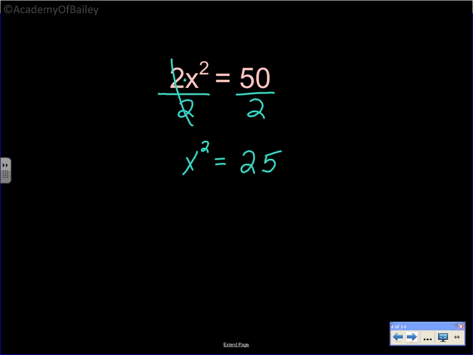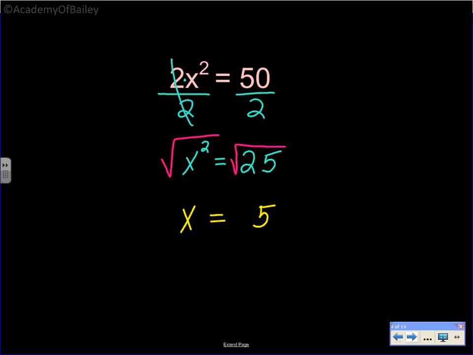And now, what is this next step? If I have x squared, what is the opposite of squaring a number? The opposite of squaring a number is to take the square root of the number. So therefore, our next step, the square root and the squared, those are opposite operations. They cancel each other out. So the square root of x squared is going to be x. The square root of 25 is 5.